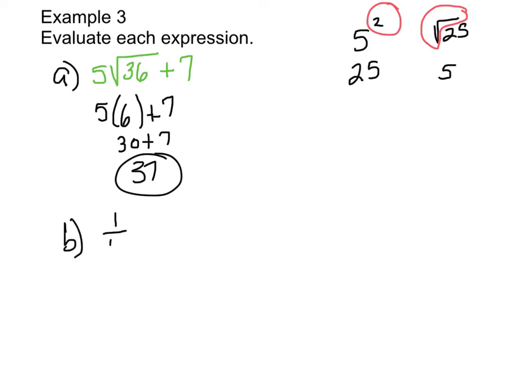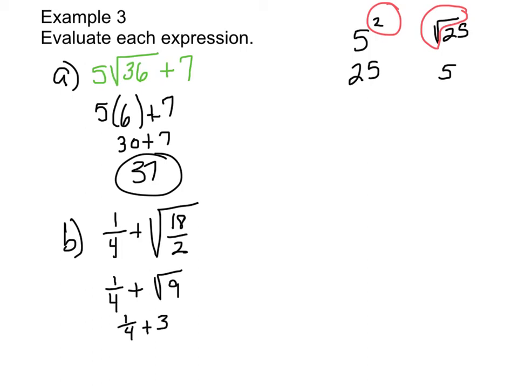B, 1/4 plus the square root of 18 halves. What do you think you're going to do first? I'm hoping you realize that you can take 18 divided by 2. 18 divided by 2 is 9. The square root of 9 is 3. So 1/4 plus 3 gives me the answer of 3 1/4.